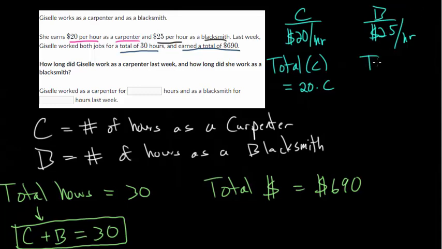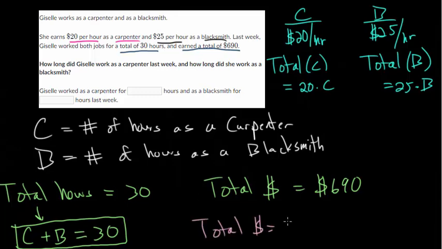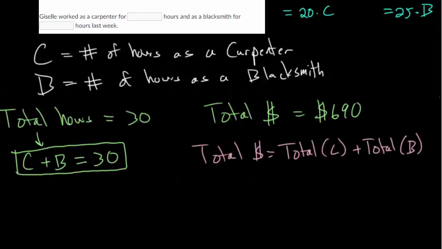And for a blacksmith, we can say the total money made as a blacksmith, well, that's 25 times the number of hours, but that's B hours, since B is the number of hours as the blacksmith. So the total money, let me rewrite that using a different color, but this total money is going to be equal to the total money as a carpenter plus the total money as a blacksmith. And we found expressions for both of those. So we can set up our equation now.